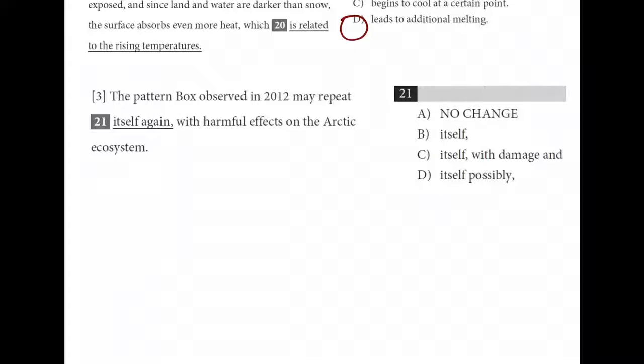21. The pattern observed in 2012 may repeat itself, with harmful effects on the Arctic ecosystem. Choice B is the best answer because it is free of redundancies. We already have the word may, so possibly is unnecessary. Similarly, repeat and again are redundant. And finally, harmful effects and damage are redundant.